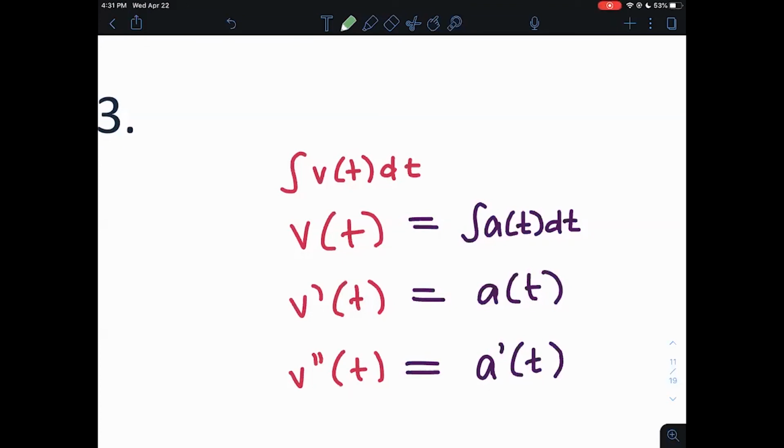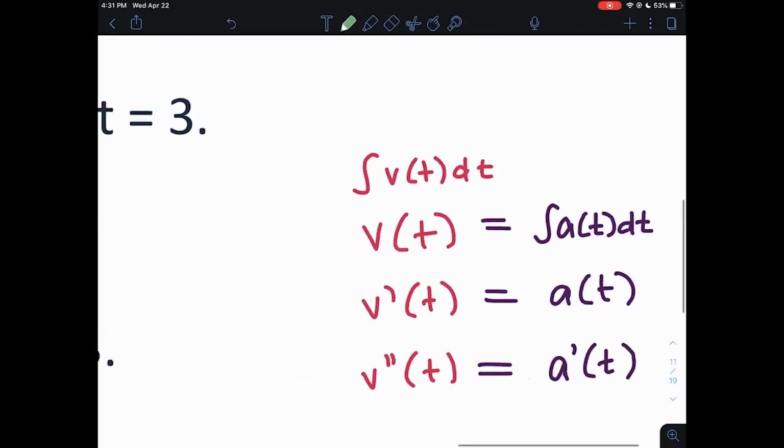Velocity is the derivative of position. I'm going to use s of t for position because that is just what I generally use in calculus. You can use other letters if you're used to different ones from physics or from when you did kinematics in calculus. I know that position, when I differentiate it, gives me velocity. So velocity is equal to the derivative of position.